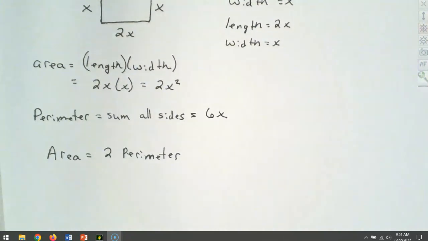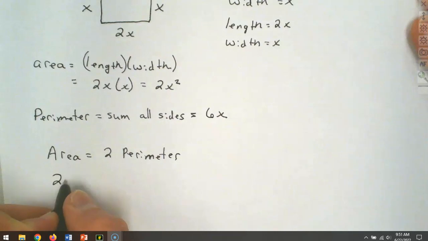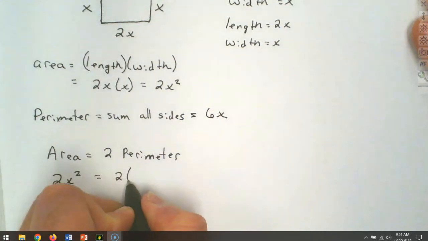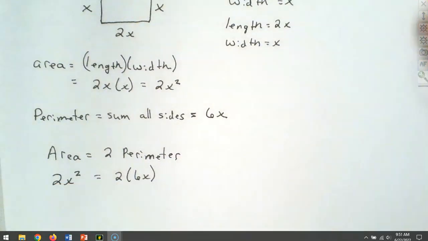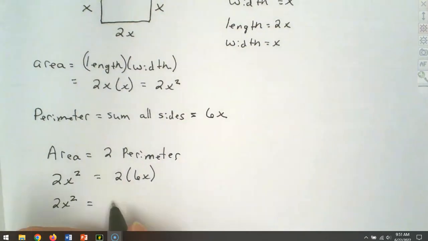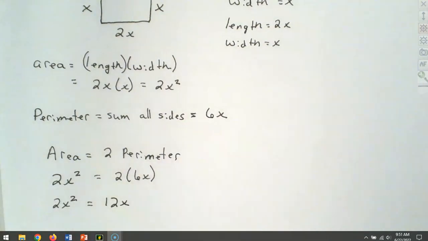And we know what our area is. The area is 2x squared. And we know what our perimeter is. Our perimeter is 6x. So we plug them in. And then we'll go ahead and clean this up a bit. So we've got 2x squared equals now 12x.